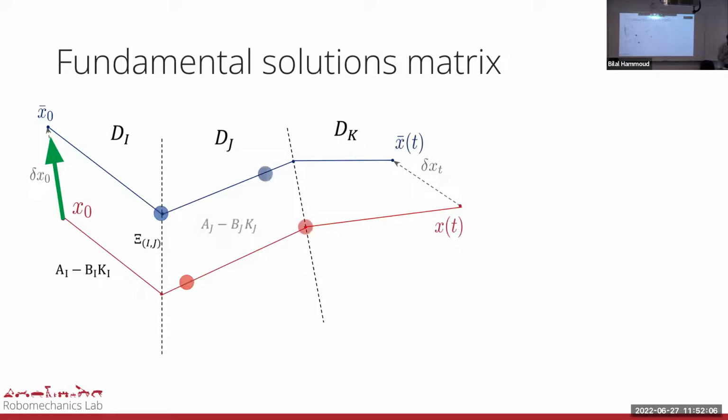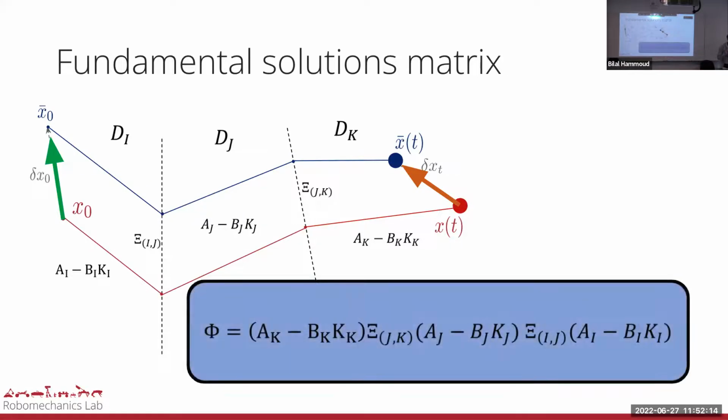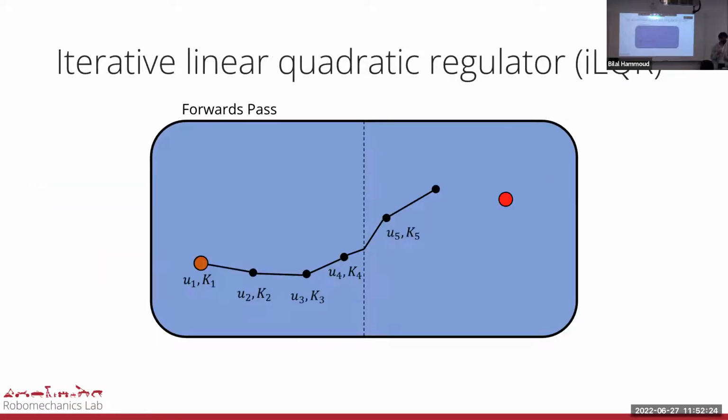If I play this forward again and have our continuous and our hybrid events as they occur, then what we can do is construct this matrix by chaining together the sequence of continuous and hybrid dynamics. So what we're proposing here is incorporating this in an iLQR trajectory optimization framework.